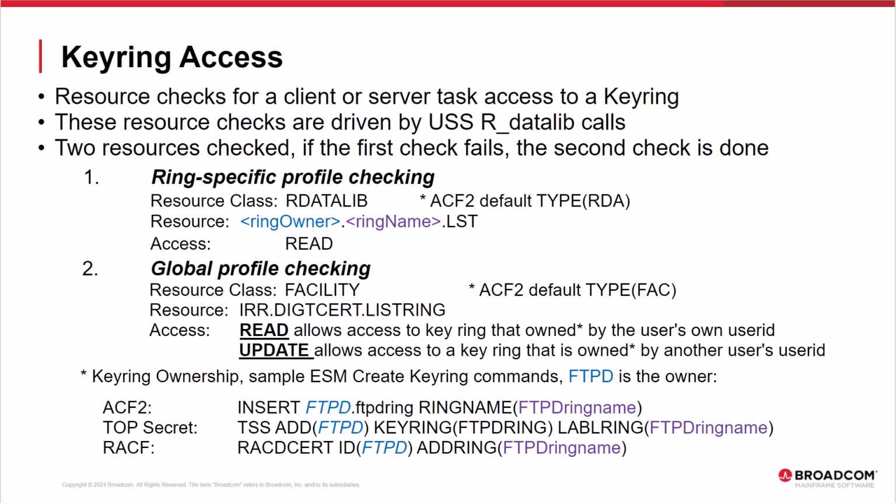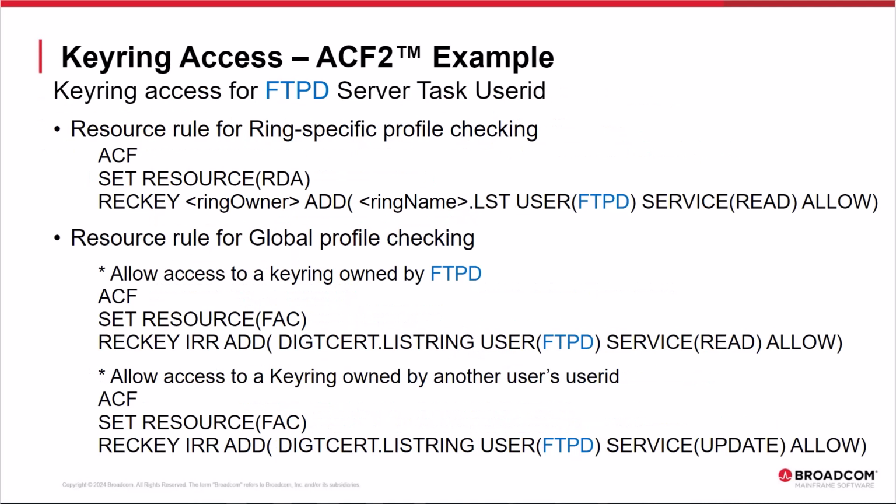For key ring ownership, here we see that both the key ring owner FTPD and the ring name FTPDring are specified when the key ring is created. Here are sample ACF2 commands that can be used to create the rules for access to a key ring. First is the ring-specific profile checking rule for the RDATALIB resource class. The next two rule samples are for the global profile check. First, the rule for the FACILITY resource class for a key ring owned by the task's user ID, and second, the rule for when the task's user ID does not own the key ring.